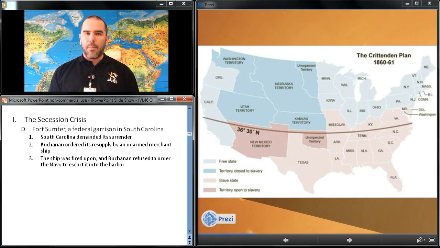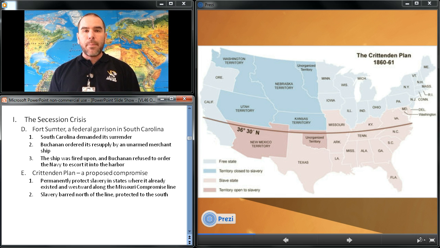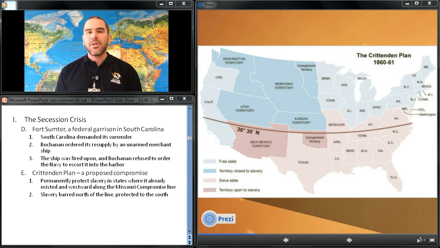Congress responded with a compromise called the Crittenden Plan, which called for a constitutional amendment that would permanently protect slavery from federal interference in any state where it already existed, and for the westward extension of the Missouri Compromise line all the way to the California border. Slavery would be barred north of the line and protected to the south, including any territories hereafter acquired.